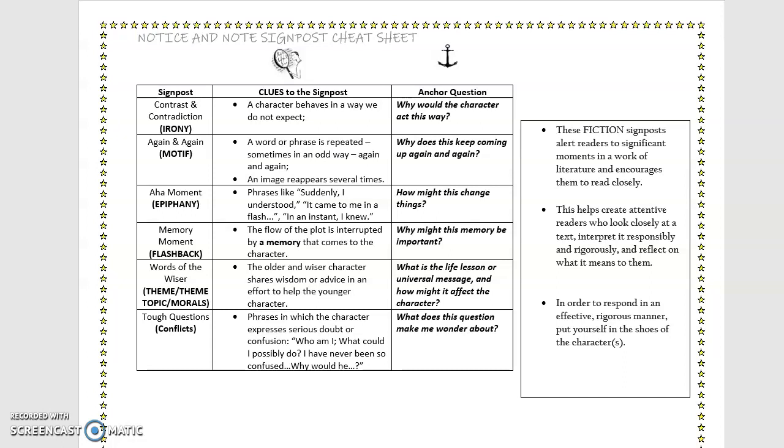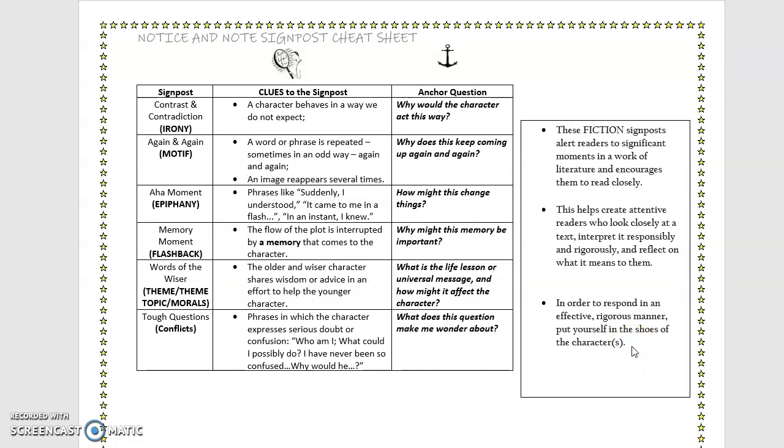So just as a refresher, looking over here first, these are fiction signposts. We will get to nonfiction eventually. But these fiction signposts alert readers to significant moments in a work of literature and encourage them to read closely. This helps create attentive readers who look closely at a text, interpret it responsibly and rigorously, and reflect on what it means to them. In order to respond in an effective, rigorous manner, put yourself in the shoes of the character. This is even true for song lyrics.